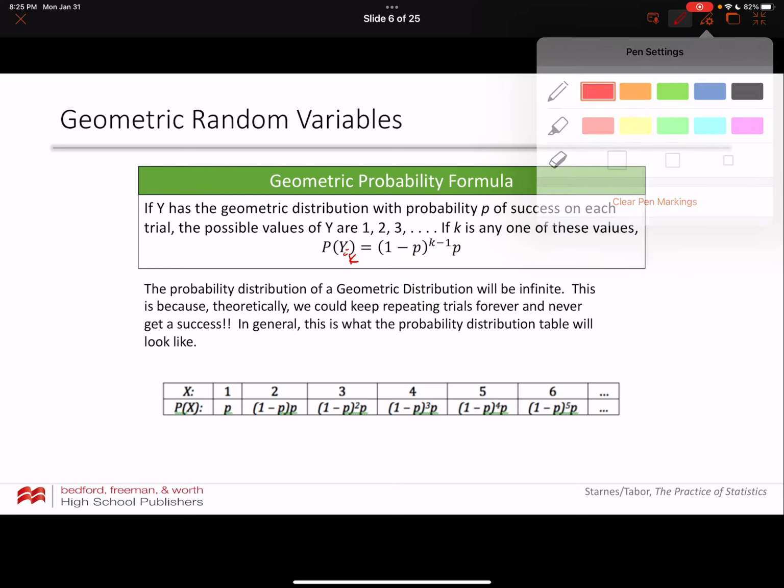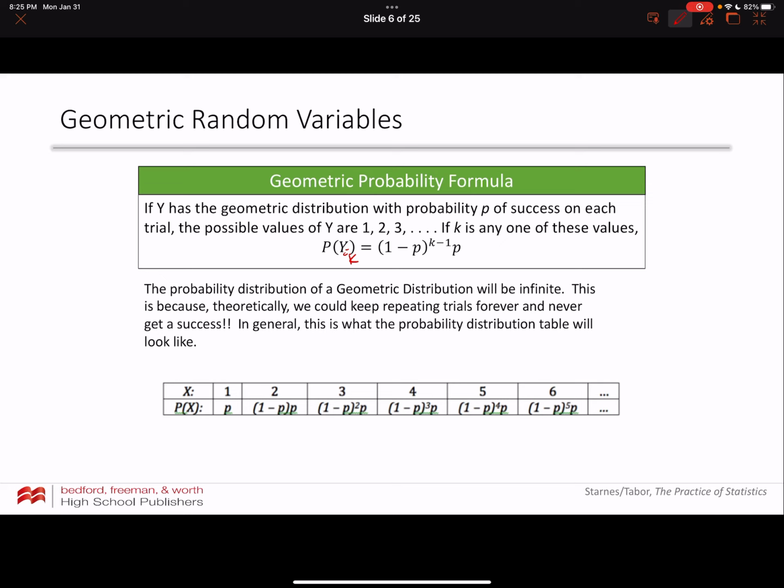So if we put this all together into a probability distribution table, X is the number of trials it takes until I get my first success. So X could be 1, 2, 3, 4, 5, 6, et cetera. Notice I have these dots because theoretically, in the case of this die example, I could keep rolling the die over and over and really never get a success. I could theoretically keep rolling and never get a 3. Now, it's really unlikely, eventually I'm going to get a 3, but theoretically this would go on forever. And so you can see my probability distribution table here, all right?